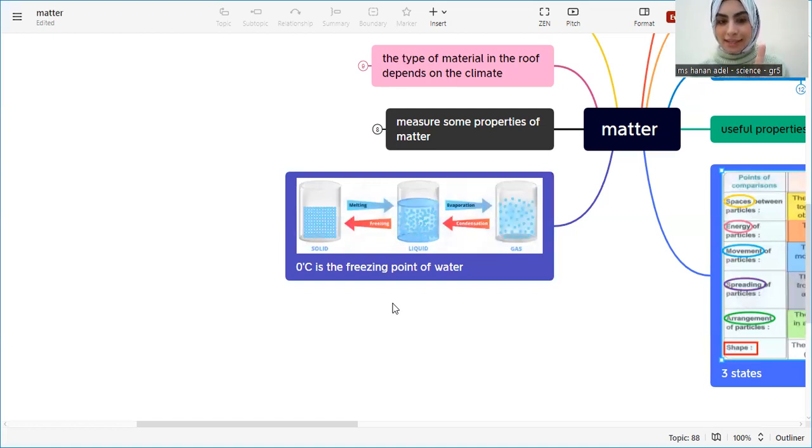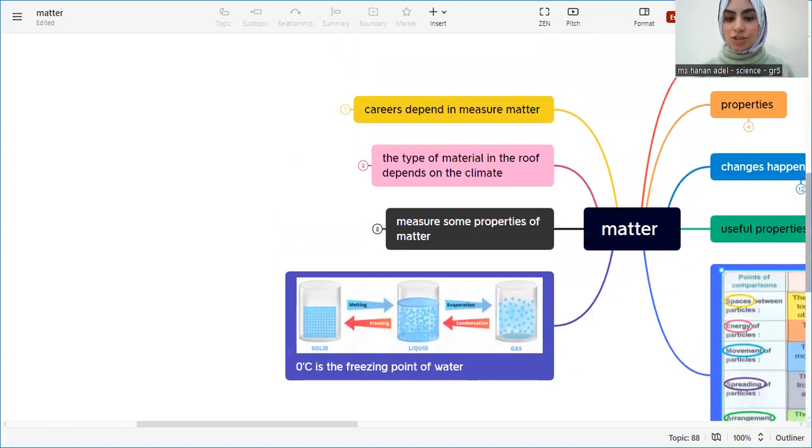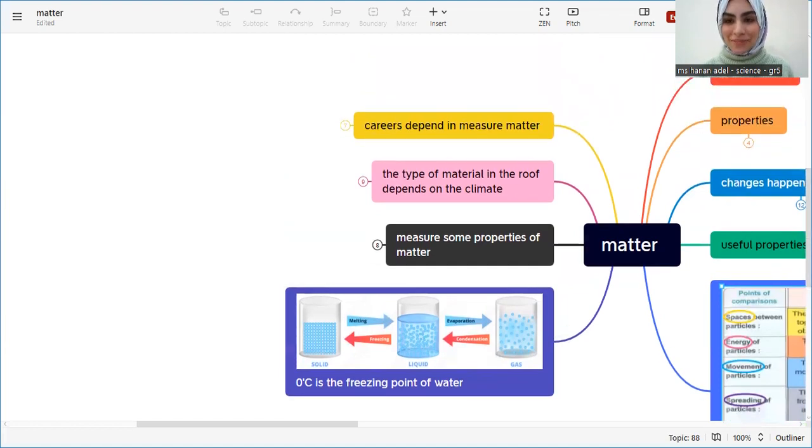Some more information we take here: the freezing point of water. It's the temperature where the water starts to freeze, to change to solid, and it happens at exactly 0 Celsius. The freezing point of water is 0 Celsius. But above 0 Celsius, like 1, 2, 3, this is a liquid state. If the water reaches 100, it means we started to boil, so we started to change to gas. These are the changes that happen to matter.